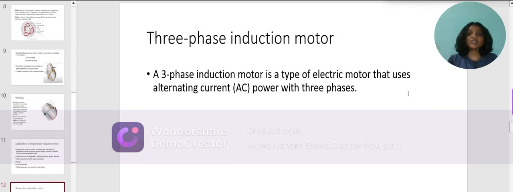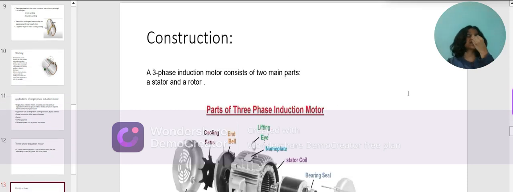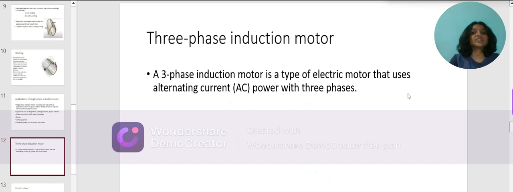Now we will learn about three-phase induction motor. A three-phase induction motor is a type of electric motor that also uses alternating current, just like single phase induction motor, but here with three phase. In the case of single phase, it uses alternating current with single phase. Here, it is alternating current with three phase.